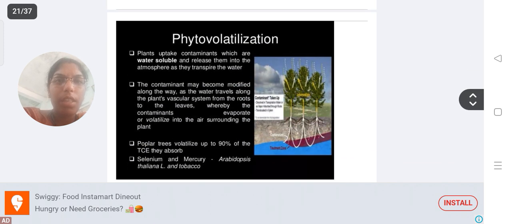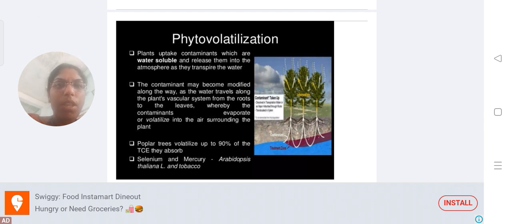Phytovolatilization. Plants take up contaminants which are water soluble and release them into the atmosphere as they transpire the water. The contaminants may become modified along the way as the water travels along the plant's vascular system from the roots to the leaves, whereby the contaminants evaporate or volatilize into the air surrounding the plant. Poplar trees volatilize up to 90% of the TCE absorbed. Selenium and mercury are taken up by tobacco plants.